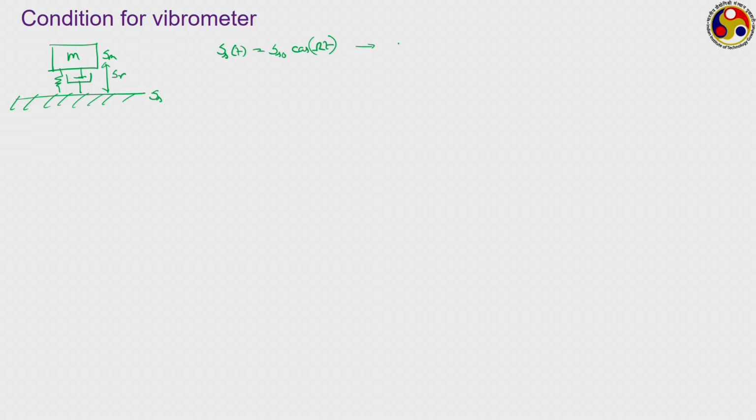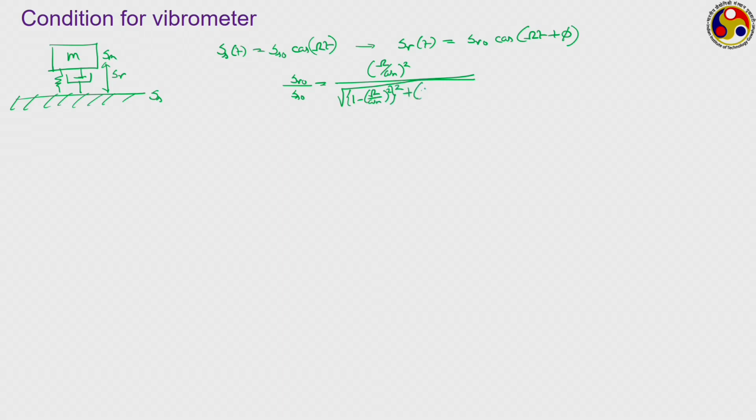And this led, through analyzing this system as a standard second order assembly subjected to a periodic signal, to Sr(t) as Sr0 into cos of (omega t plus phi), where this Sr0, or sometimes we write Sr0 by Ss0, was identified to be something like this: (omega upon omega n) whole square, upon the whole root of (1 minus (omega upon omega n) whole square) whole square, plus (twice zeta omega upon omega n) whole square.